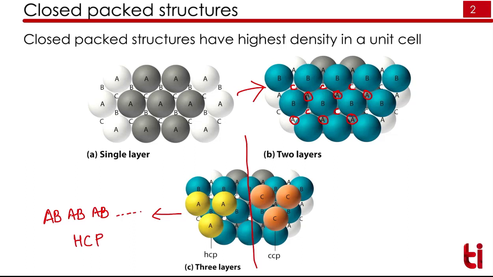If you put C layer on the top of it, it will become ABC, ABC, ABC and so on. This we call as CCP, that is closed cubic pack, or FCC, that is face centered cubic. Out of this, FCC we have already seen in the last lectures. Now we will see the HCP structure, that is hexagonal structure.